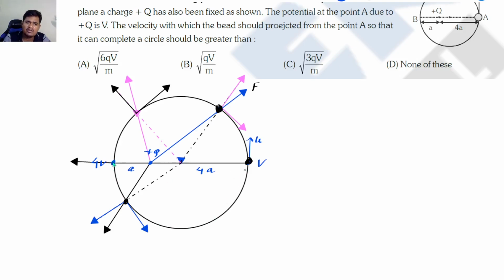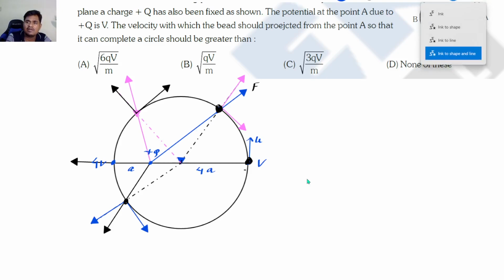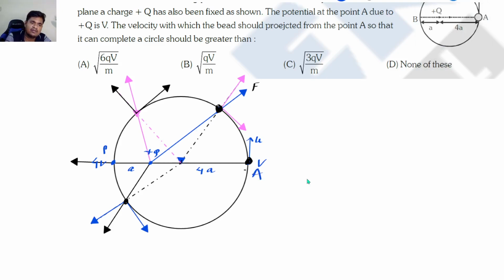So I will use conservation of energy between this point and this point. Let's name this point as A and this point as B. So I will be writing EA equals EB. I will say total energy is conserved because only electrostatic force is involved here. What is EA? EA will be kinetic energy at A plus potential energy at A, and EB will be kinetic energy at B plus potential energy at B.